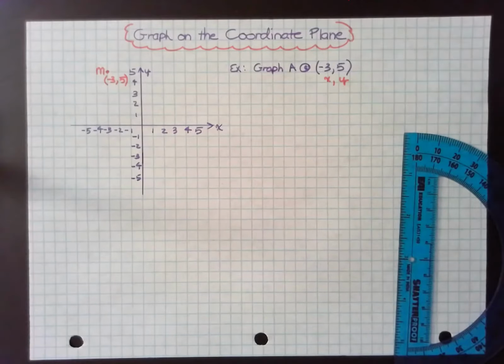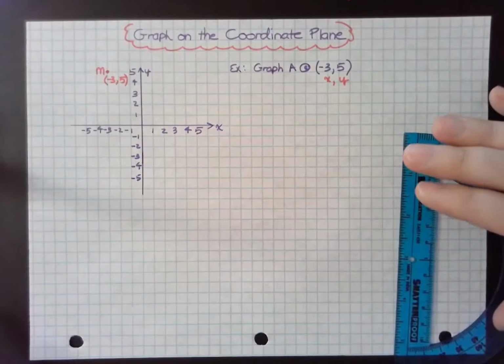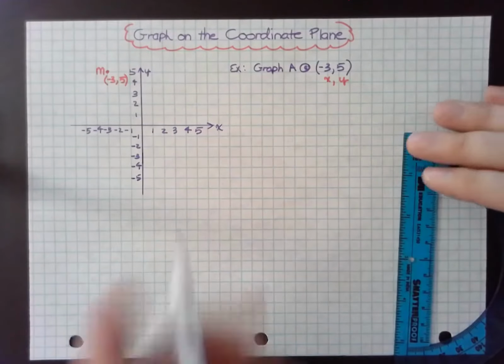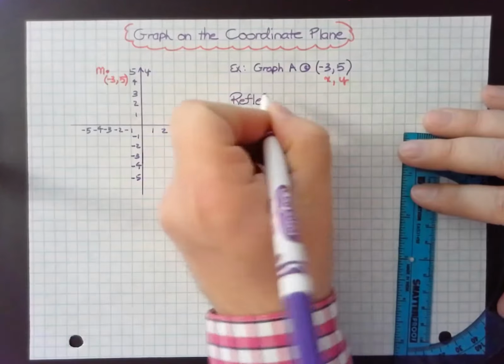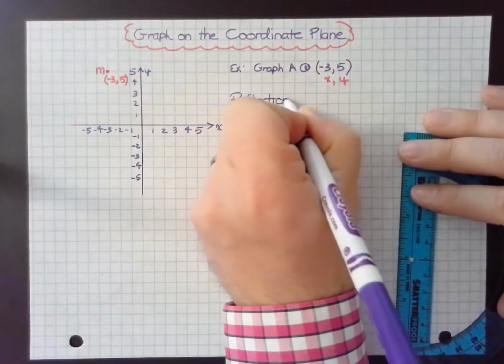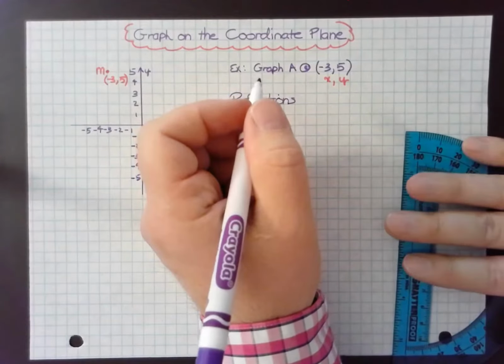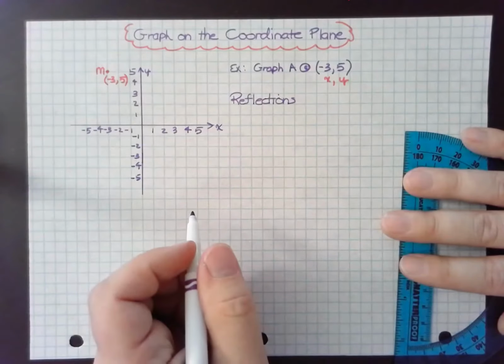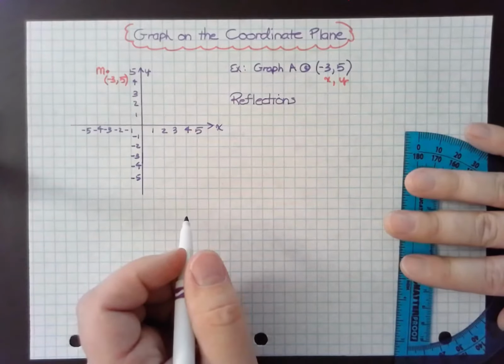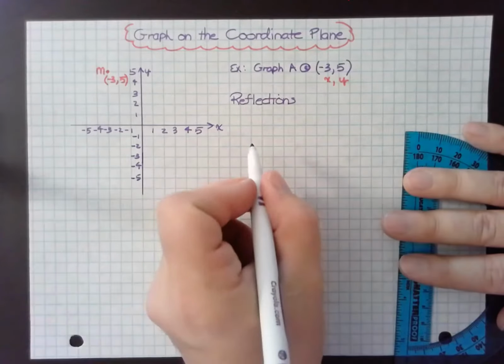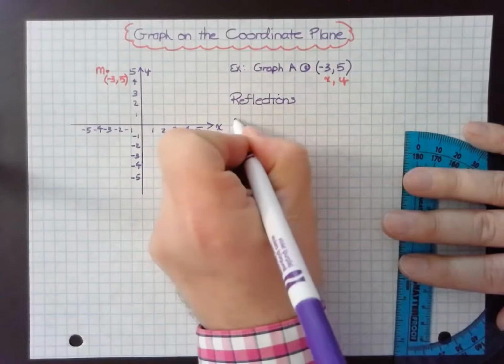Okay. You will also discover that there are reflections. And this is in our notes from yesterday as well. But we have some reflections in which we can graph points across the x-axis and graph points across the y-axis. So let's take a look at 2 examples.